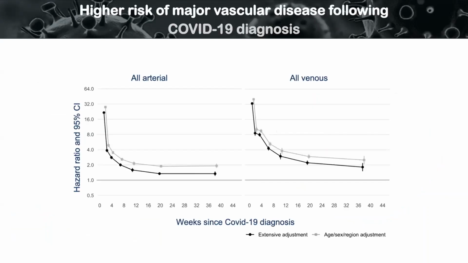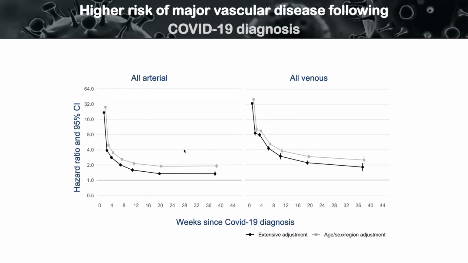Now onto the results. The left panel here will always be for any arterial event, which is made up of AMI, ischemic stroke, and other non-stroke, non-MI arterial events. And the right panel will always be for any venous events: PE, DVT, ICVT, PVT, and venous thrombosis at other sites.